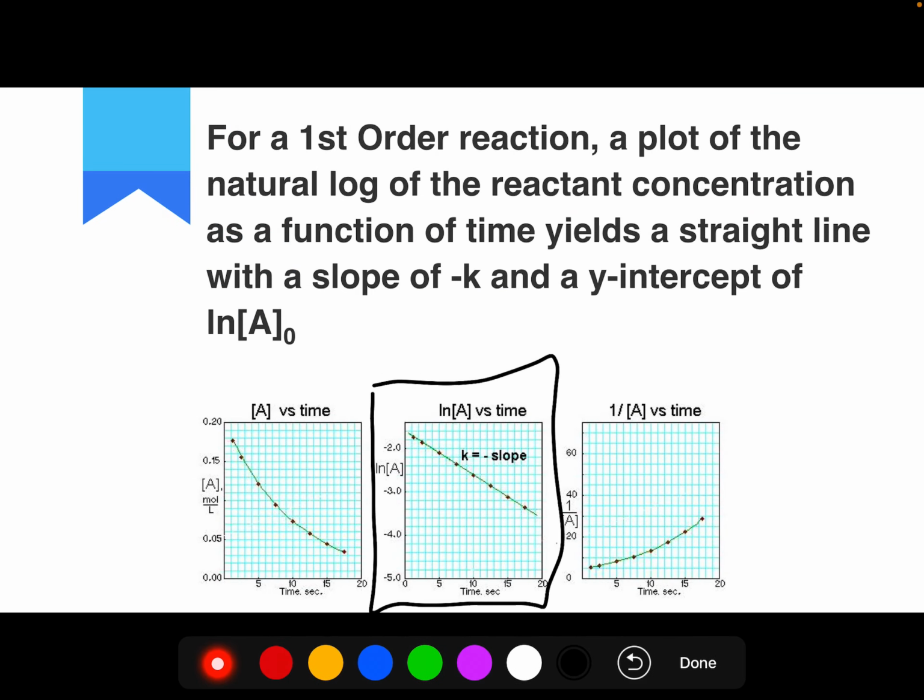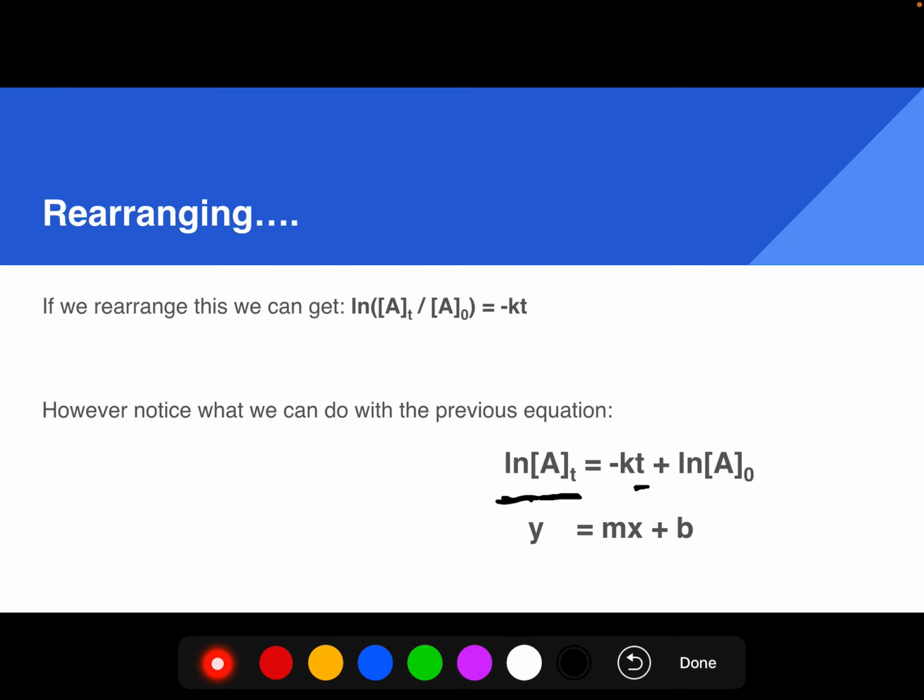And in this case, because the slope corresponds to k, if you know the slope of the line, you can find the rate constant. Now for zero order and first order, the slope is going to be negative. For second order, it's going to be positive. So if you want to find the rate constant, you have to remember to reverse the sign of the slope.